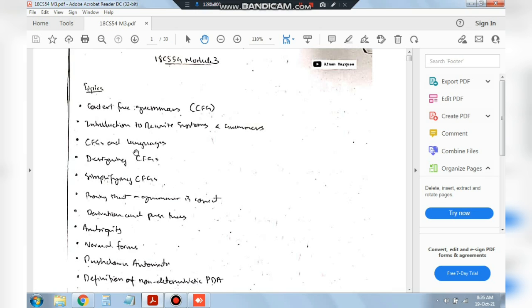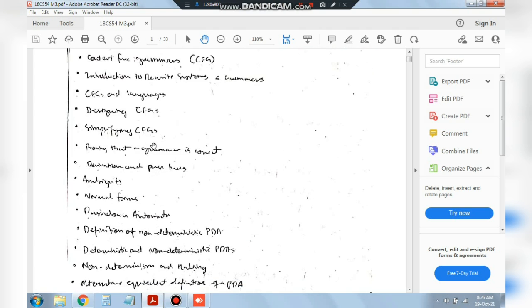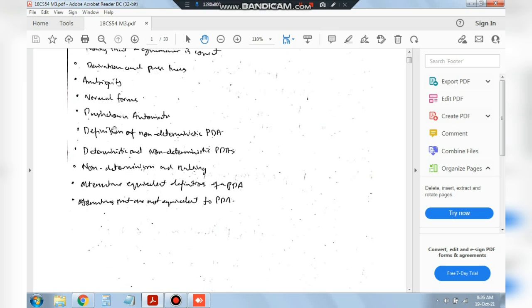And let's go through the topics quickly. First one is context-free grammars, and we have to discuss CFGs and the languages, how to design and simplify them, proving that the grammar is correct, ambiguity, normal forms, push-down automata, its definition, whether it is deterministic or non-deterministic, and other similar topics.